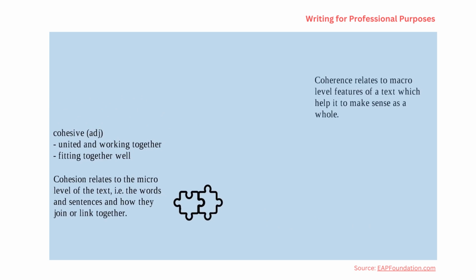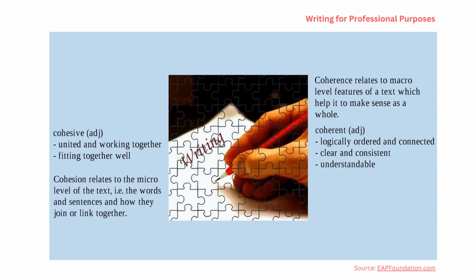Coherence, in contrast, relates to the macro level features of a text, which help it to make sense as a whole. The related adjective is coherent, which means logically ordered and connected, clear and consistent, and understandable. And you can think of coherence as like the whole jigsaw puzzle, which will have a clear overall picture when all of the pieces are put together.